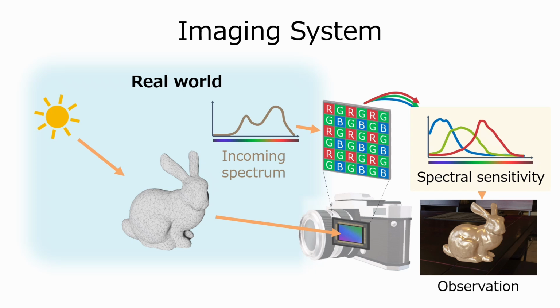As previously mentioned, even when capturing the same scene, differences in camera settings or the cameras themselves can result in significant variation in recorded colors. This is primarily due to the differences in this spectral sensitivity. Therefore, accurately estimating the spectral sensitivity of each camera is crucial for color matching, enabling us to properly evaluate the colors of objects photographed under different conditions.